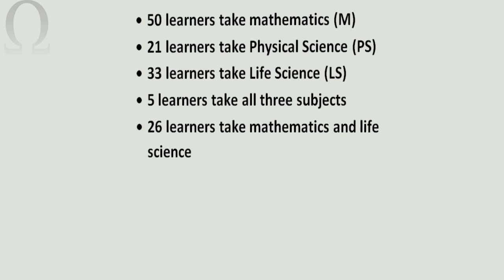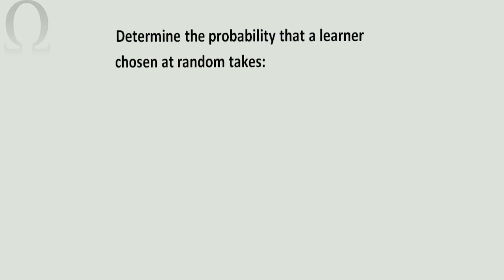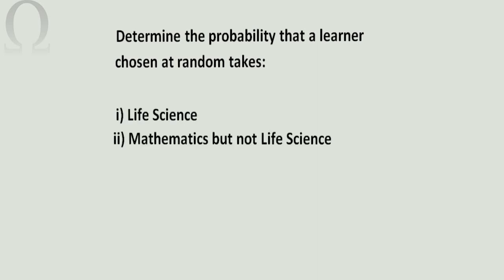26 learners take mathematics and life science. 18 learners take maths and physical science. And 7 learners take life science only. Determine the probability that a learner chosen at random takes life science, maths but not life science, maths or life science. The first thing to do is to draw the sample space, S.